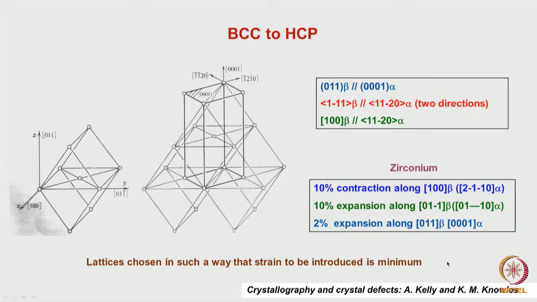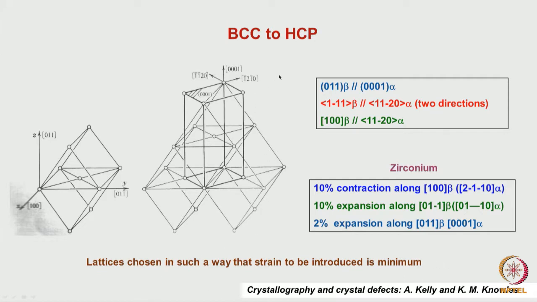Okay. Let us consider another case, which is essentially a transformation from BCC to HCP. Zirconium, titanium, all these materials at high temperature are BCC. They transform to HCP at lower temperatures. Okay. And this transformation essentially occurs martensitically.